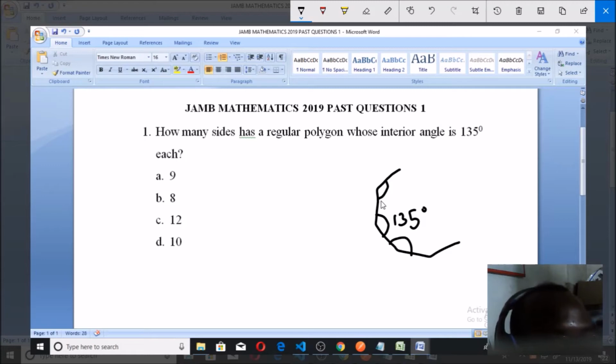But we want to know how many sides. Is it 1 side? Is it 2? Is it 3? Is it 4? Is it 5? Is it 6 sides? How many sides has the polygon? That is the calculation that we're about to do now.